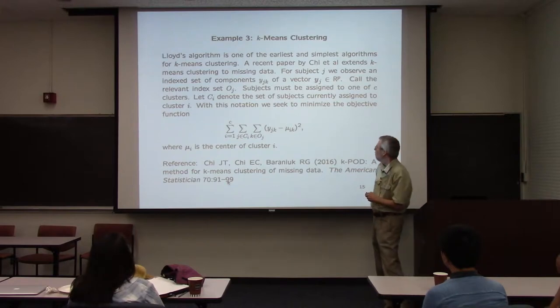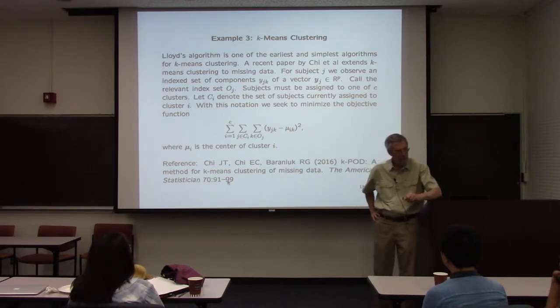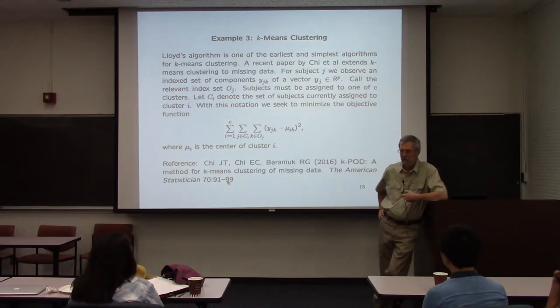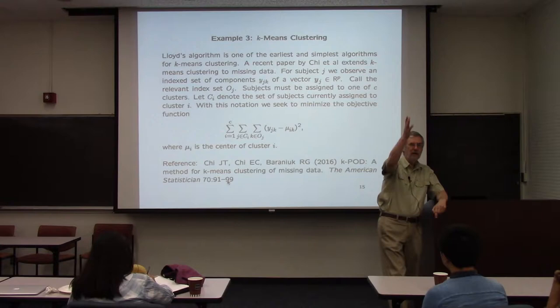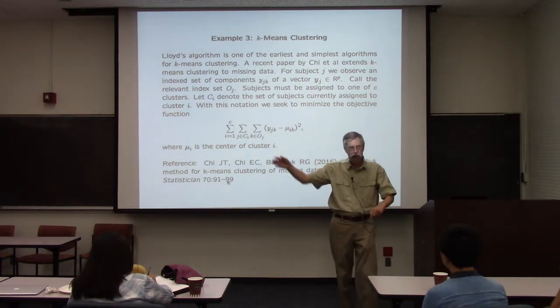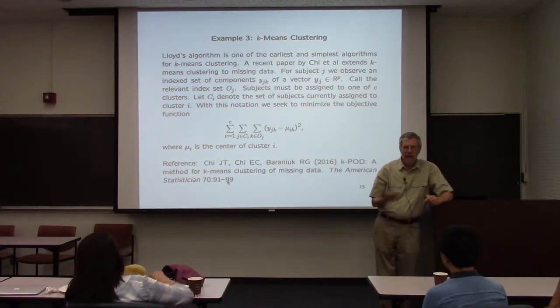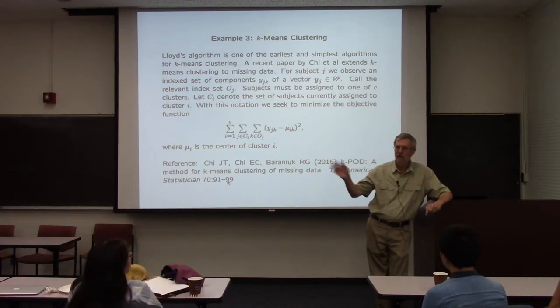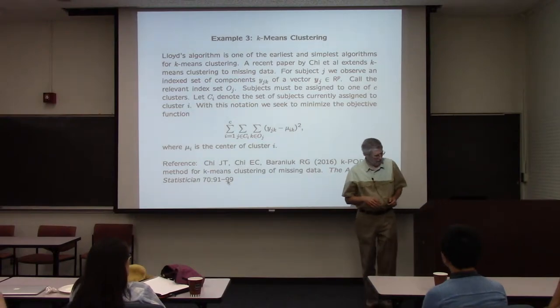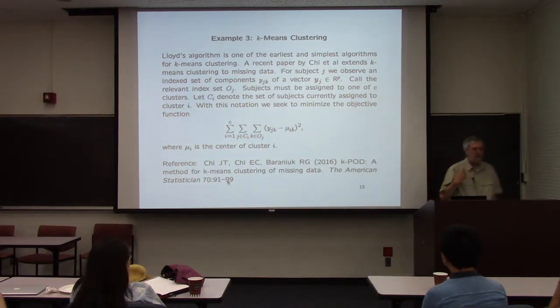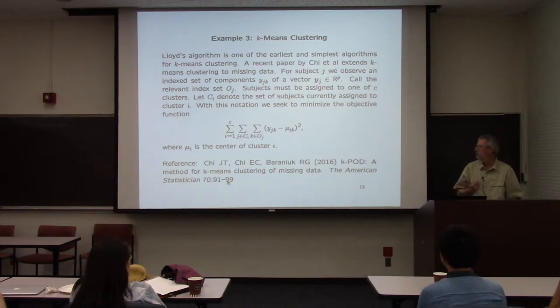Okay, so I had a former postdoc, and he sent me a paper recently where he had worked out what you do when you have missing features. So you may measure 10,000 things on each of a bunch of people. You want to cluster them. What happens if some of those features are missing on some people? Can you still carry out k-means clustering? And the answer is yes, and you can attack it by modifying Lloyd's algorithm.